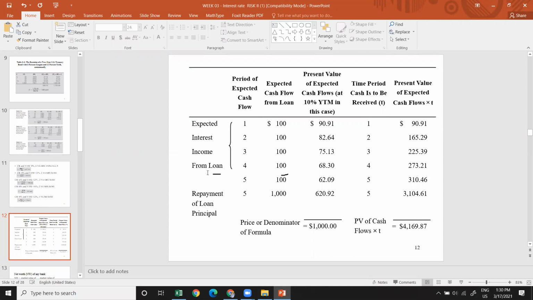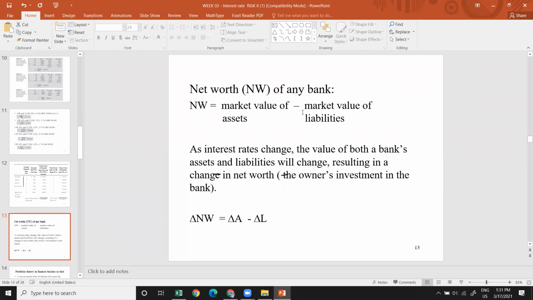Okay, this is the demonstration of how to estimate the duration itself, given the expected cash flow of the loan, like the coupon payments, repayment, the present value of the cash flows, and the price. Okay, there's another terminology that takes place in here. It's the net worth of any bank, which is basically the same value as net equity, the equity value. So in the question, when you see the word net worth, it directly means the equity value. So net worth is equal to market value of assets minus market value of liabilities.